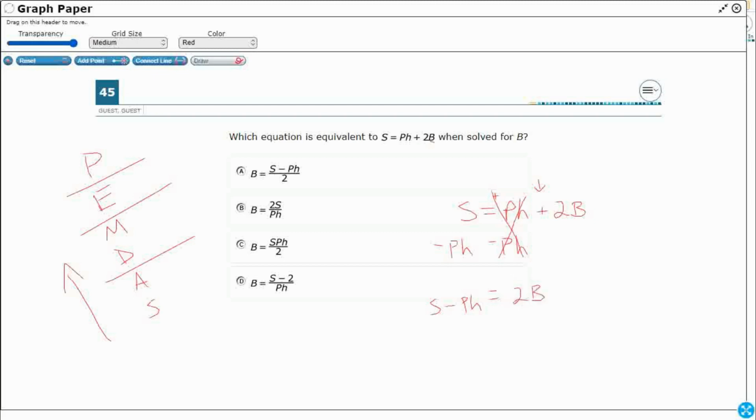Then next I've got this multiplication. It's 2 times b. So after I took care of this, now I can take care of my multiplication. And if it's being multiplied, we're going to use the division property of equality, because we're going to divide this side by 2. But you can't just divide one side by 2, you have to divide both sides by 2. And 2 over 2 just equals 1. So really it's b equals s minus pH over 2. Our answer here is A.